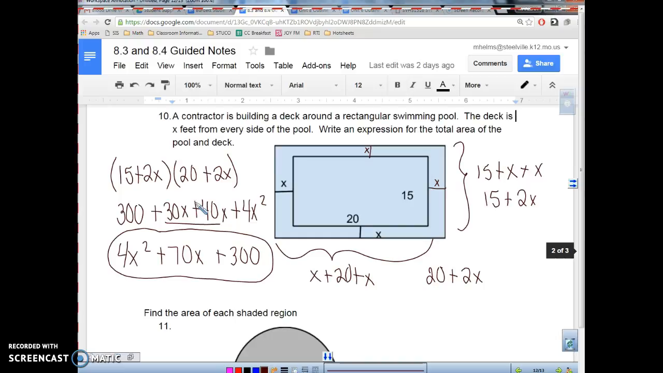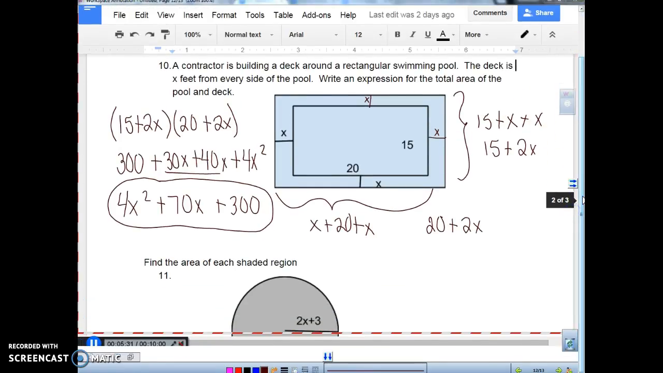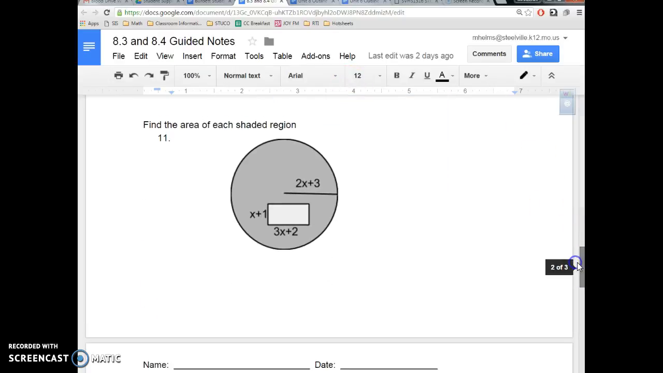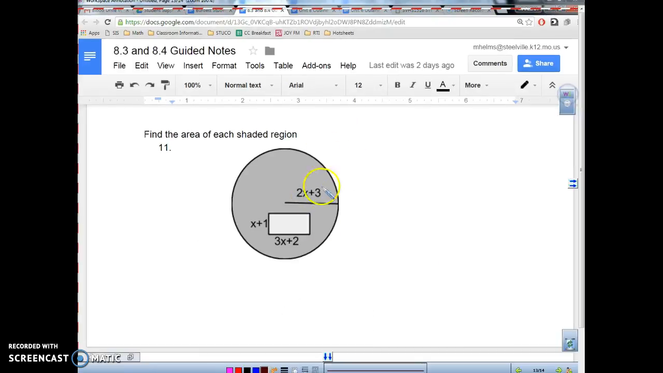Okay, number 11. Let's get a new page here. Number 11, find the area of each shaded region. So you have to find the area of the whole thing and then cut out this little rectangle here or subtract that out of there. So the area of the shaded region, you find that by area of a circle, which is pi r squared. So you have pi times 2x plus 3 squared.